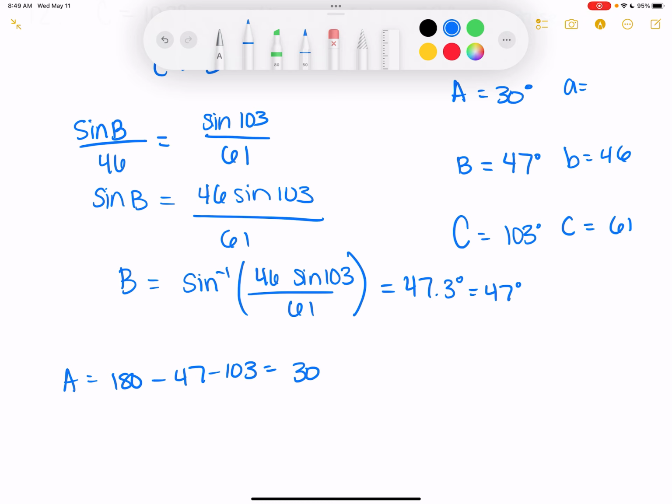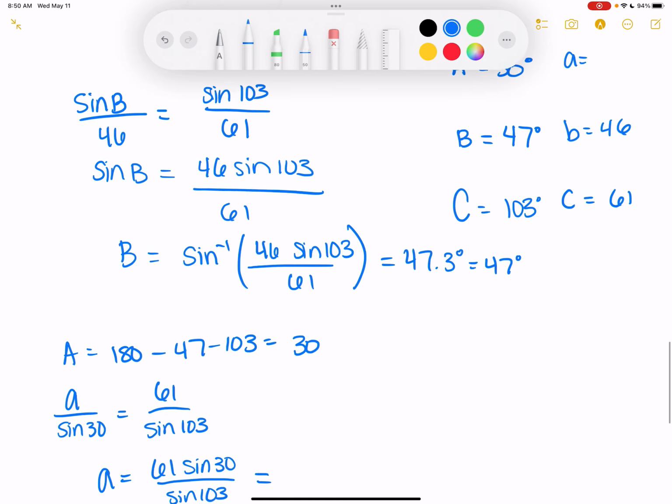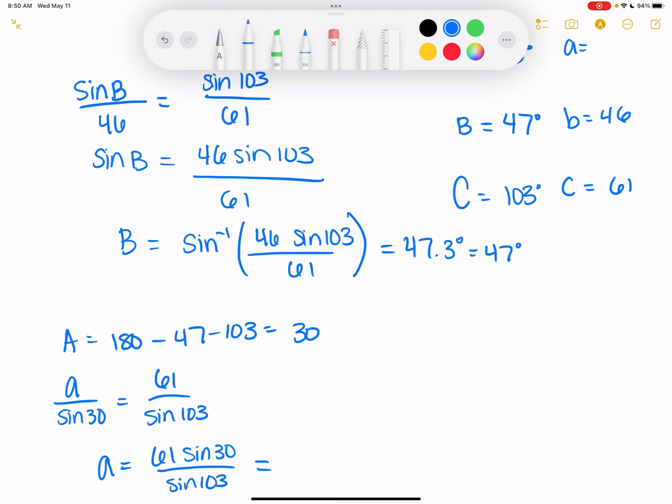So then now what? Now you do A over the sine of 30 equals 61 over the sine of 103. So A equals 61 sine of 30 over the sine of 103. 31.3, so 31.